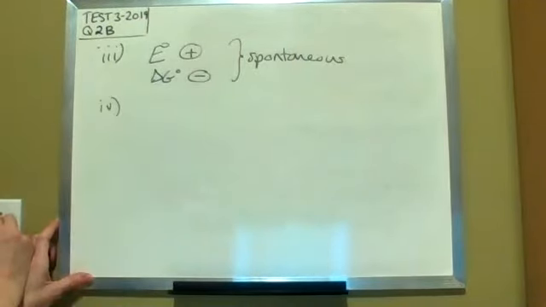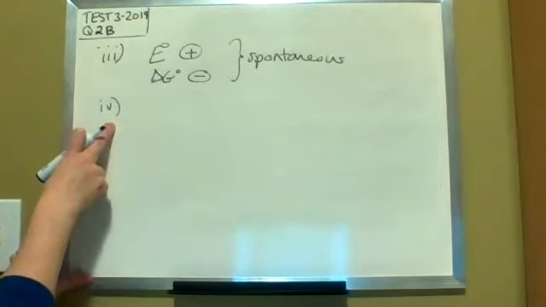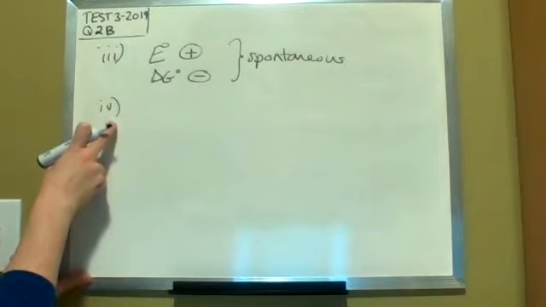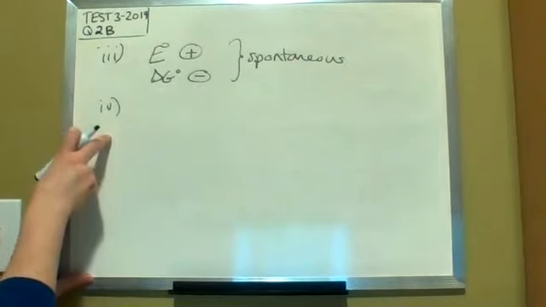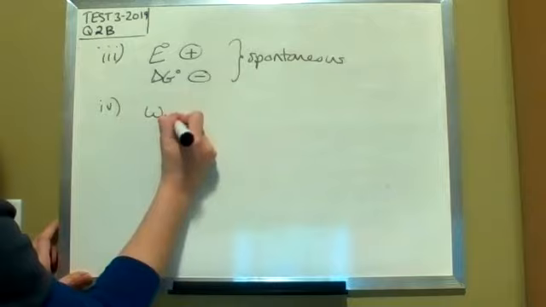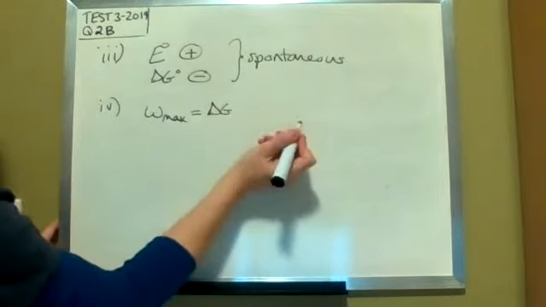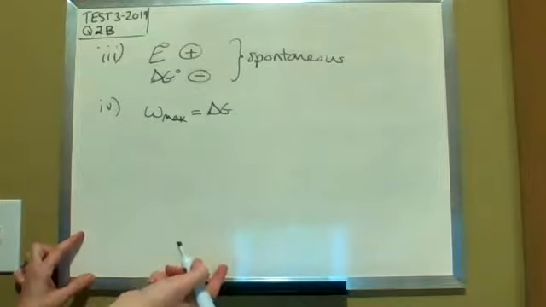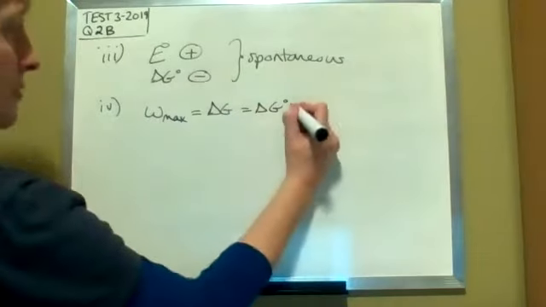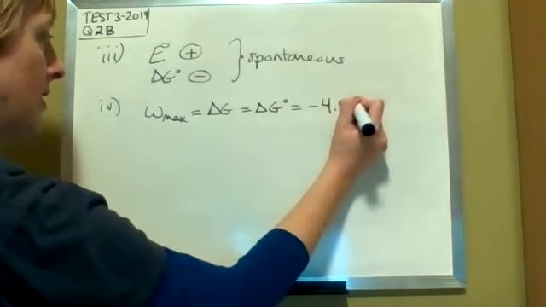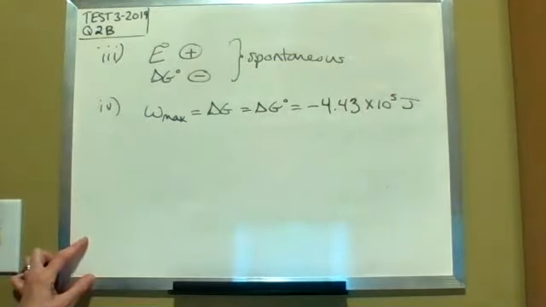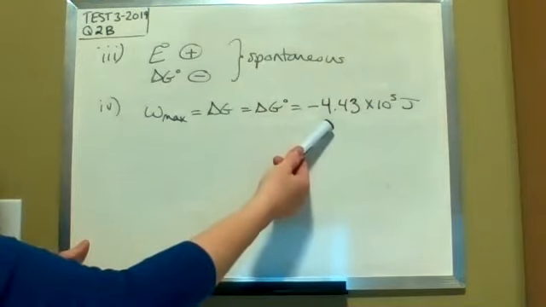Part 4, we want to know the maximum amount of work that can be derived per mole of chromium reacted by silver plus at standard state. That would be delta G0, and from our equation, it was already per mole of chromium. Remember, our max work is equal to our delta G, and in this case it is delta G0 because we're at standard state. So our max work is minus 4.43 times 10 to the 5 joules. Keep in mind, that's the amount of work done by the system on the surroundings.